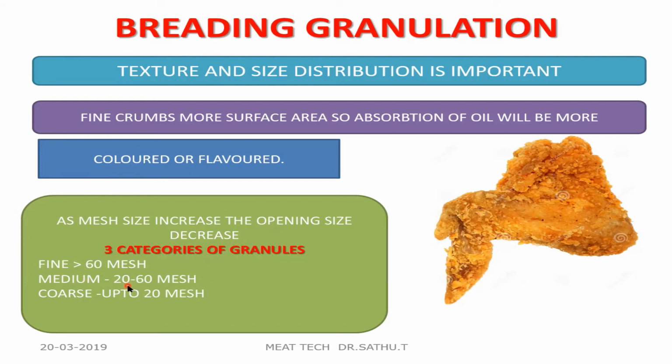Medium 20 to 60, coarse up to 30 mesh. Okay, so that will be sieved and the products will be taken. It all depends upon the mesh size.